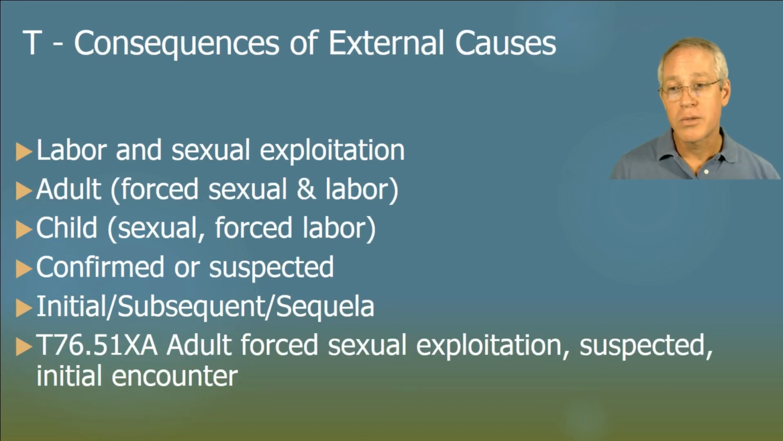And then also T, consequences of external causes. This is a new concept in ICD-10, and that is labor exploitation, slavery, and sexual exploitation. The choices are adult or child, confirmed or suspected, and as it is in the T chapter, we have initial, subsequent, or sequela. And there's also a history of Z code in there too. Any sexual exploitation of a child is forced, so that the forced is not in the child term, whereas it is in the adult. And I guess labor exploitation of adults can occur without being forced, but it is specified in the child. Just a little nuance there.